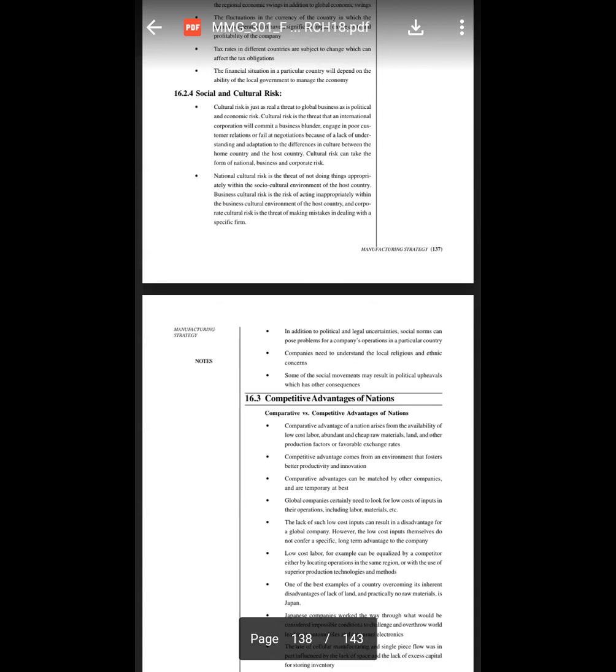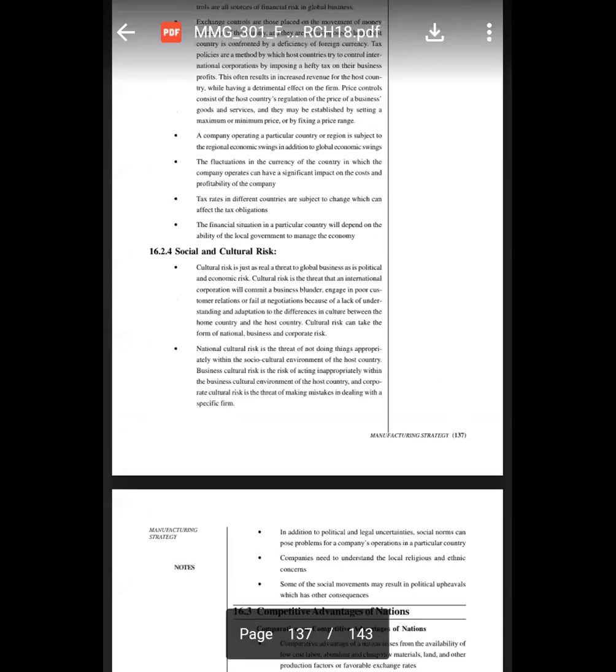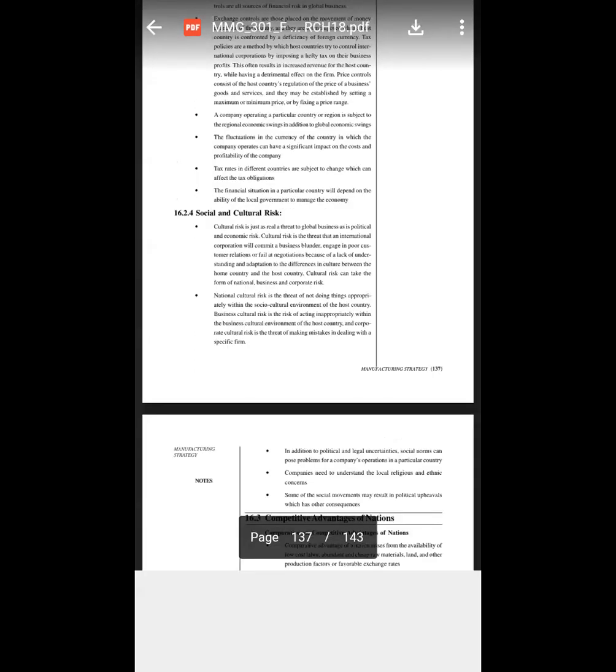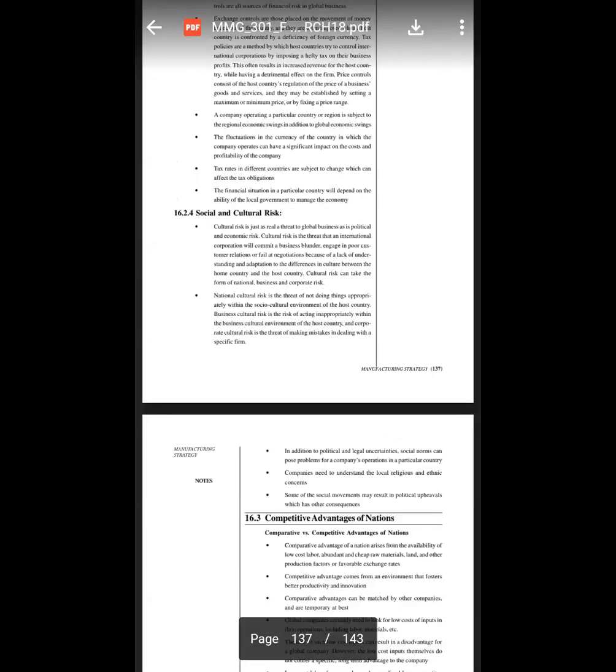Now see, cultural and social risks are also there. Cultural risks can take place in the form of national, business, and corporate risks. Now see, if we get any kind of foreign product in our country, what we need to see is that the product should be ethical. I mean, the product should be capable of fulfilling the demand of the customer.